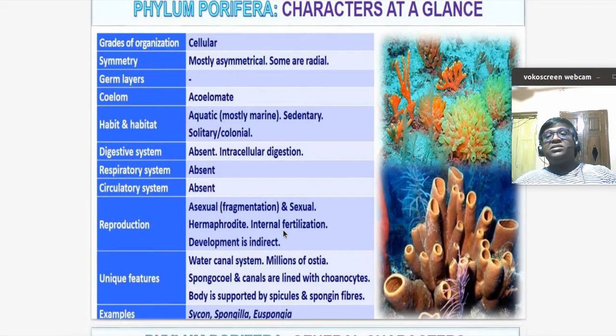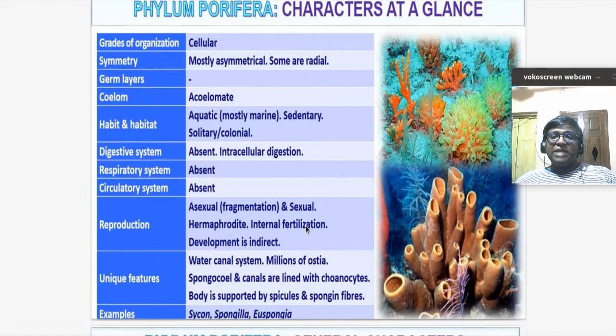And fertilization is internal. That is, within the organism, the fertilization takes place, the zygote forms and they develop. Whenever we use the term development is indirect, we say that only when there is a larval stage in between. From a young one to an adult, they go through an intermediate larval stage, and after the larval stage they develop into an adult. That is the reason we call development indirect. These are the unique characteristics of phylum Porifera.